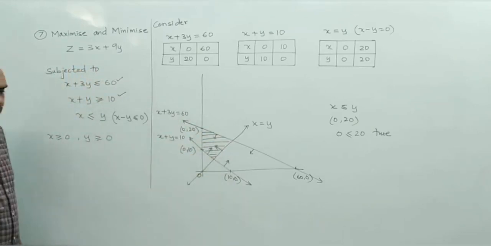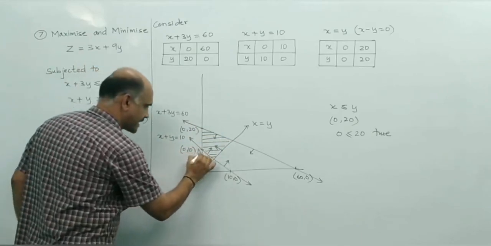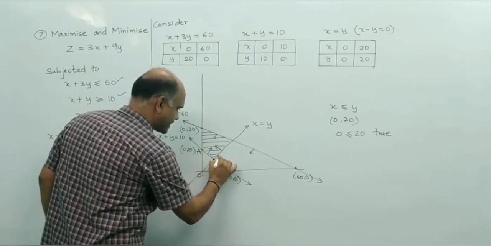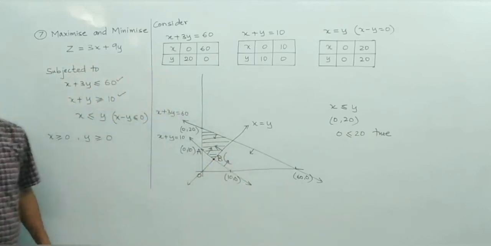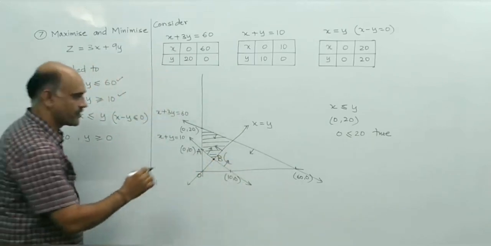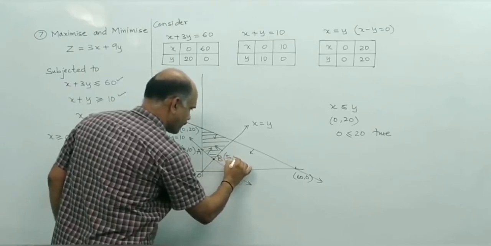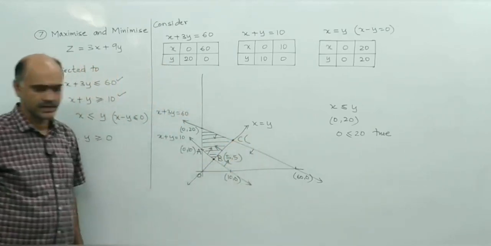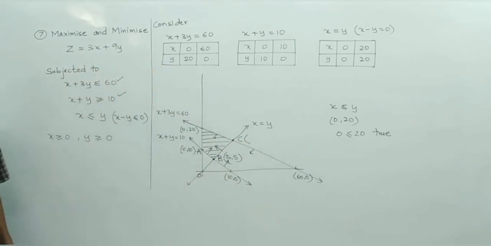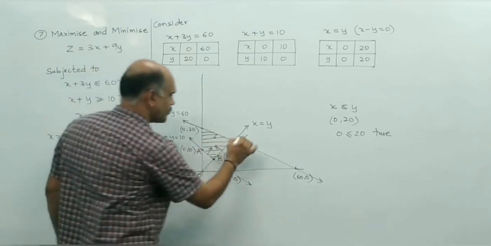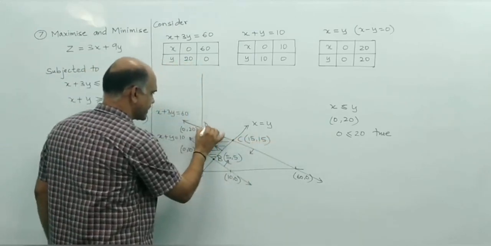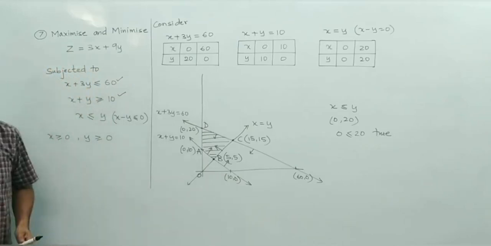Again from the graph, mark the corner points. First I will take this as A, 0, 10. This point I will take as B, you will have 5, 5. This I will take as C. C will be 15, 15. And finally this is D, 0, 20.